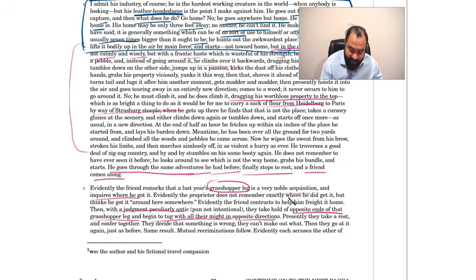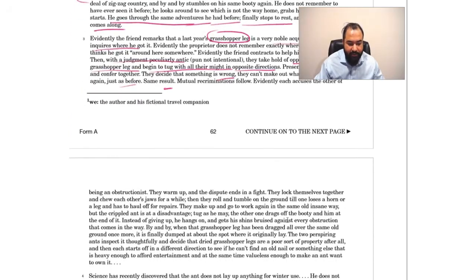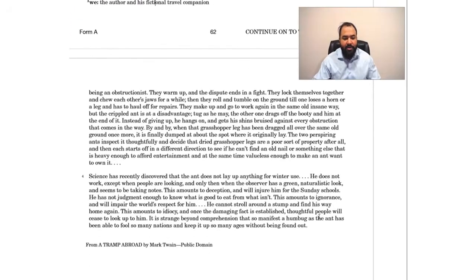Now presently they take a rest and become tired, like, oh, why can't we move it? Because they're pulling it from opposite directions. So presently they take a rest and confer together. They decide that something is wrong. They don't know what is wrong, right? That's cute. They can't make out what. Then they go at it again, just as before. Same result. Mutual recrimination follows. Evidently each accuses the other, like, oh, it's your fault, man, why is it not moving? So they're accusing each other, like, you were the obstruction, you were the reason.